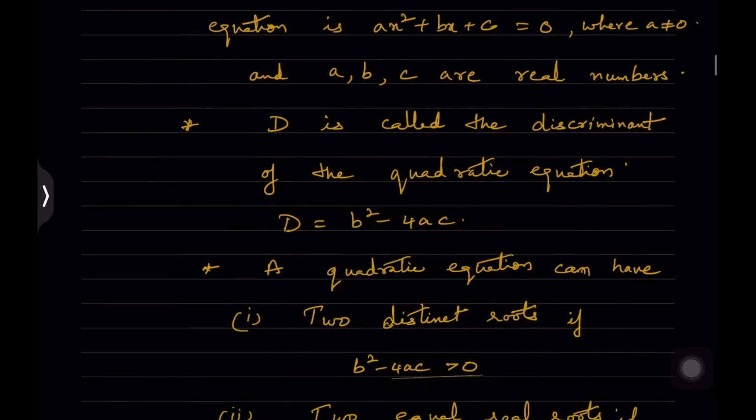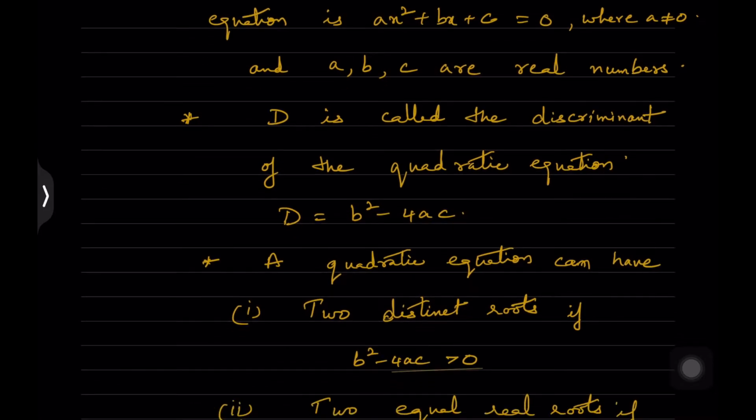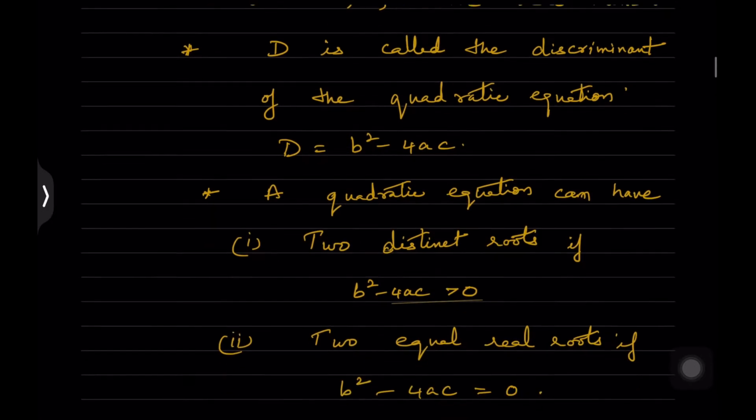Now d is called the discriminant of the quadratic equation, which is very important in this. So d is nothing but b square minus 4ac. So from the given equation you can find out what is a, b, c, taking the coefficient of x square as a, coefficient of x as b, and constant term as c. Then you find out b square minus 4ac.